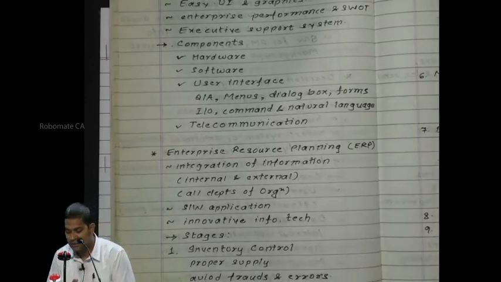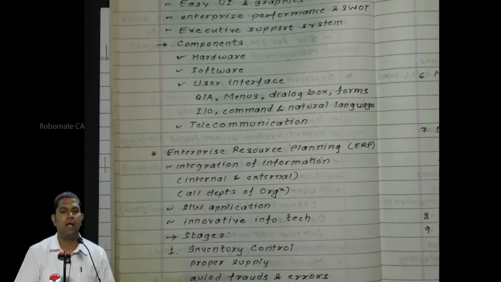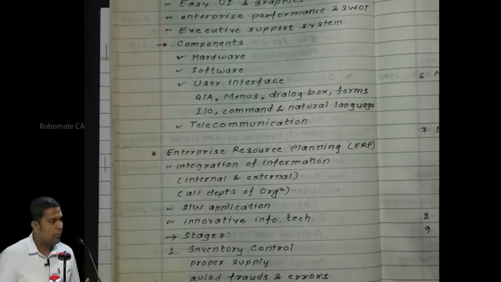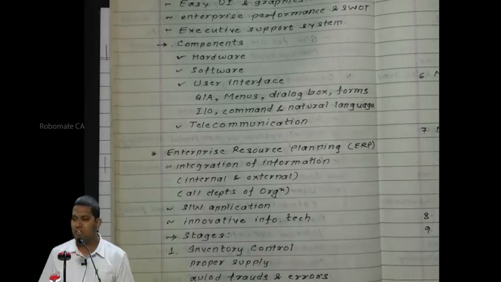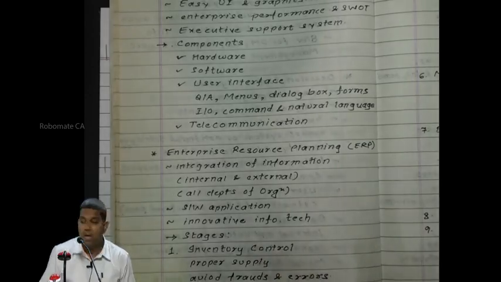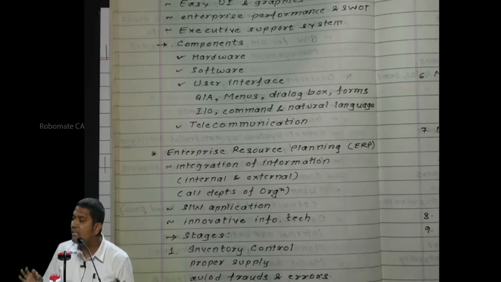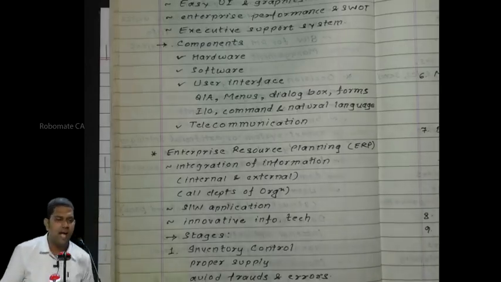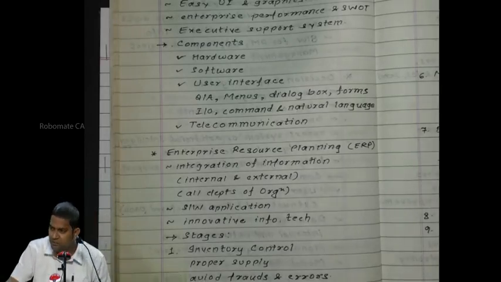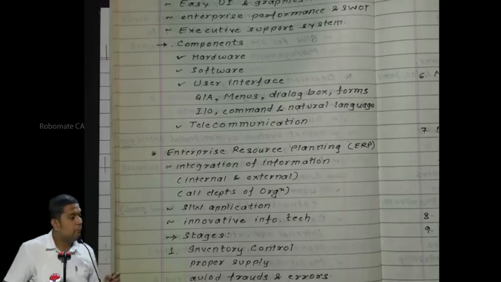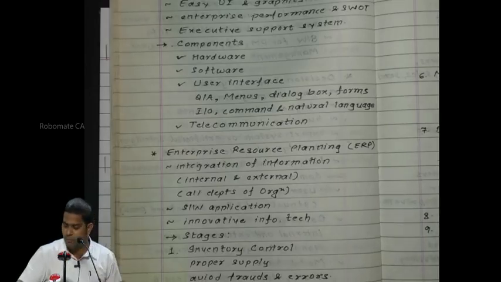Then the next one is called distribution resource planning. See, you have produced the raw materials, you have produced a finished good of the finest quality, but if you are not able to deliver it to the consumers in time, what is the use of this? So distribution plays an important part in this particular process.